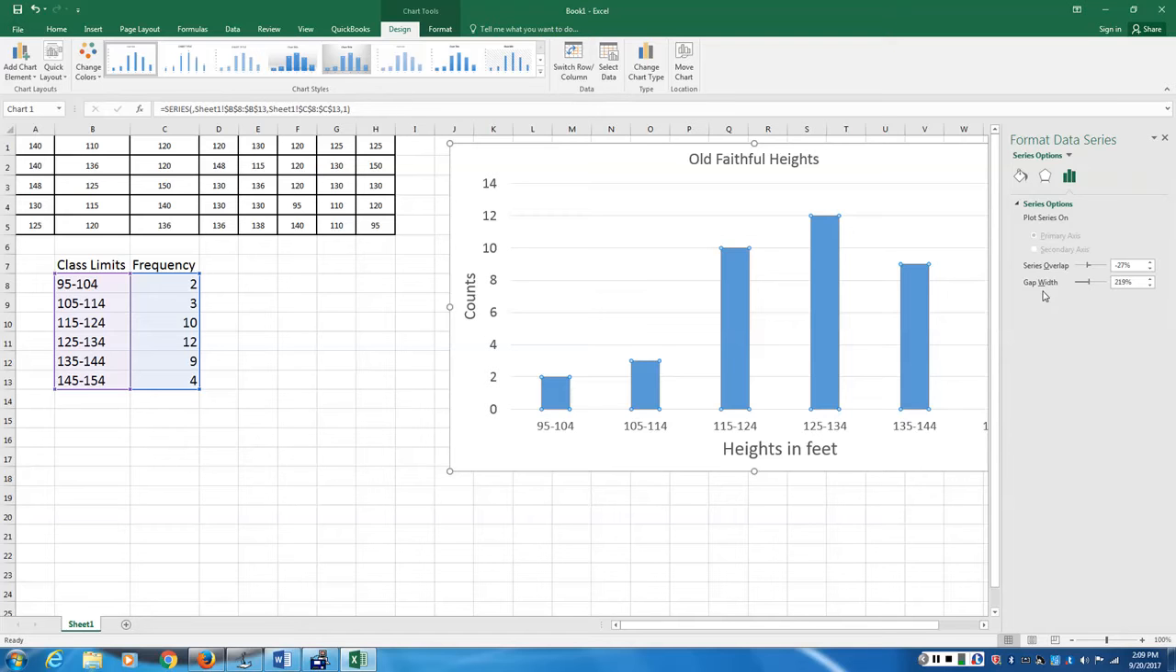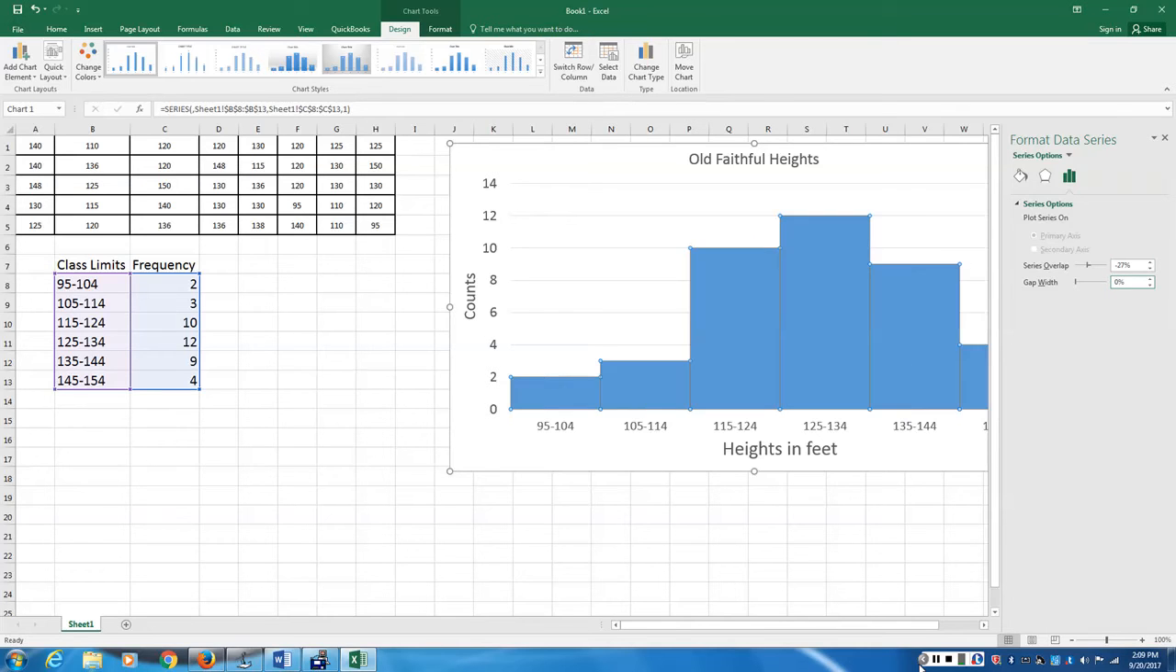I want to close that gap. It's easy to close the gap. Put a 0 in there. And then hit enter. Okay?